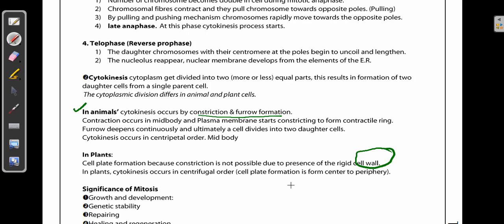So that's why plants are going to produce the cell plate. The cell plate is nothing but a chain of proteins. The chain of proteins is going to stay in the middle, and on both sides you can see the new cells being produced. So this way the cytoplasmic division in plants will be done by the cell plate method, or even the protein plate method. So these are the major differences.